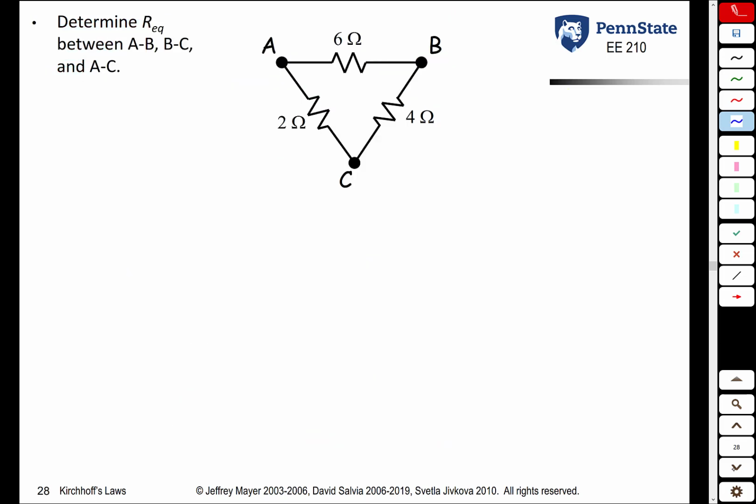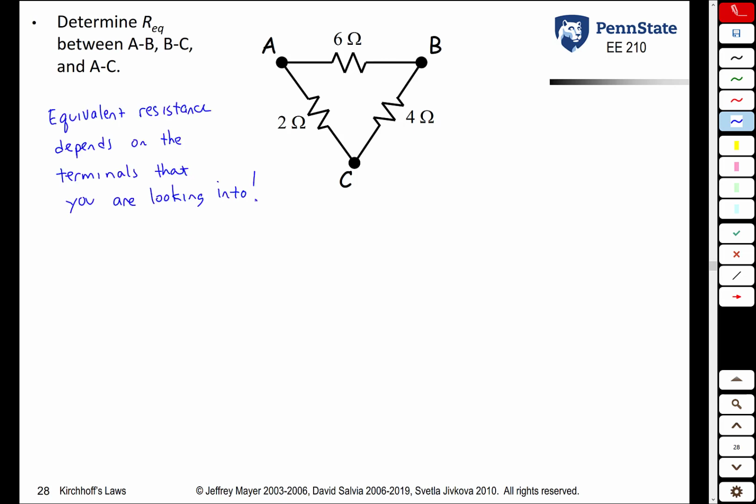Suppose we have 3 resistors connected in a triangle and you want to determine the equivalent resistance. The important thing here is the equivalent resistance depends on the terminals that you are looking into. So let's say that one person takes this triangle combination of resistors and measures the resistance by connecting it up to an ohm meter between terminals A and B. So person A connects up between A and B.